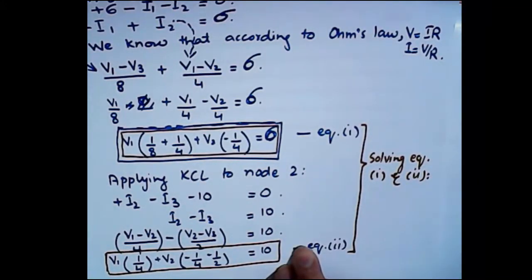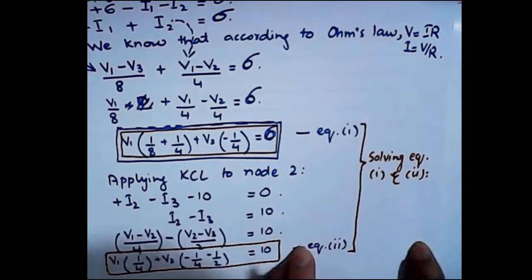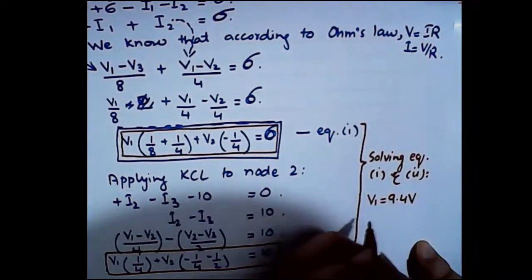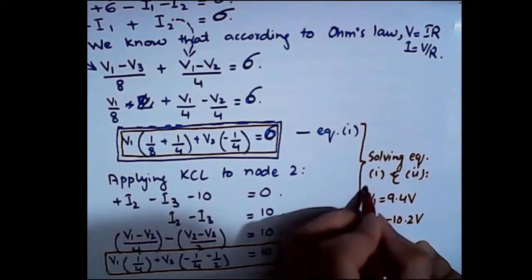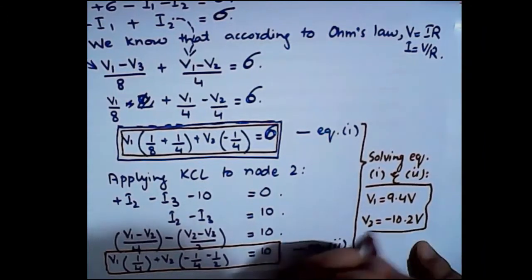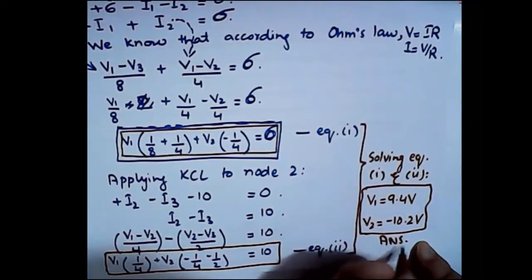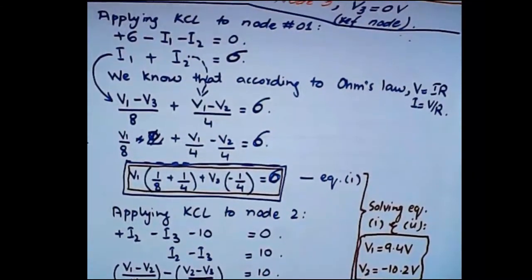So the answer will be V1 is equal to 9.4 volts and V2 will be equal to minus 10.2 volts, right? I hope there is no confusion in this question. And now you can see how, with the help of nodal analysis, you were able to solve this question.